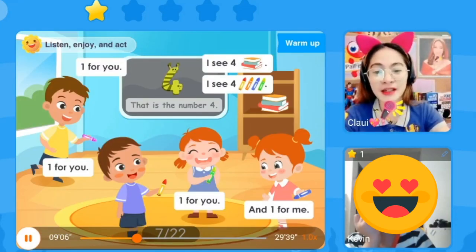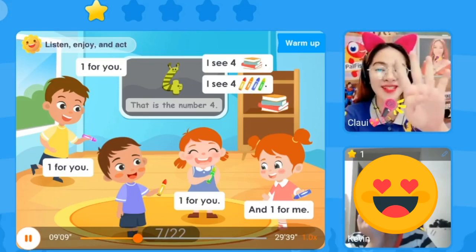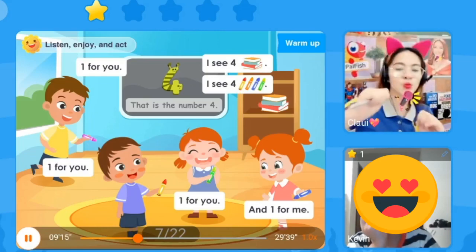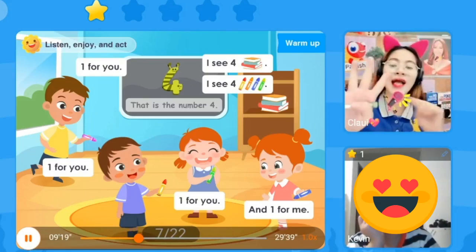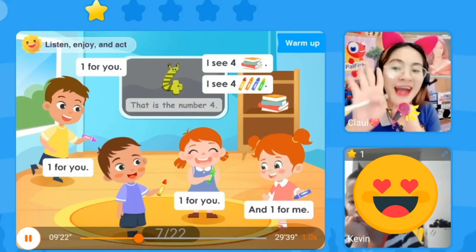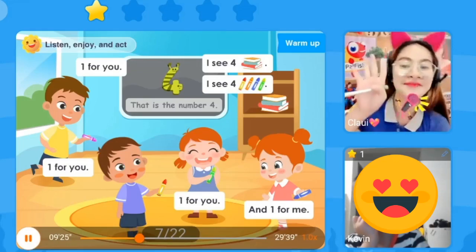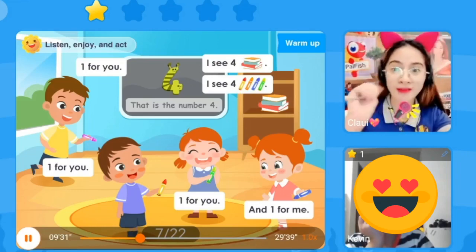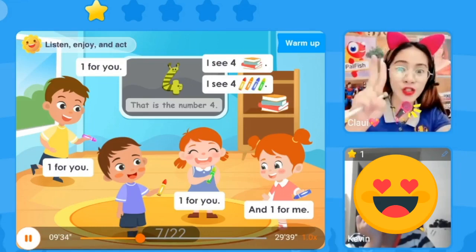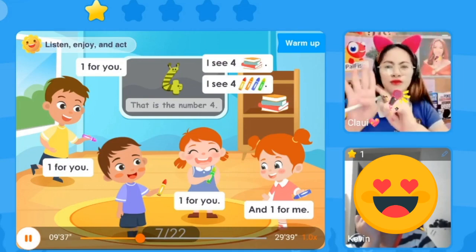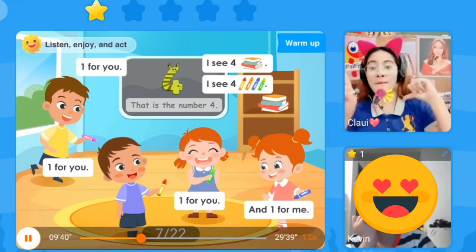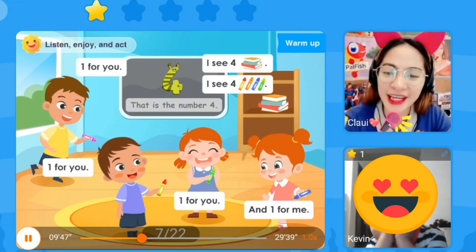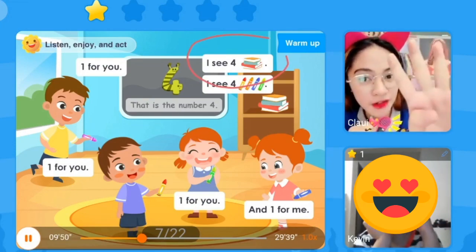All right. Now look, this time let's sing the number 4 song. Number song 4. 4, 4, 4. That is the number 4. That is the number 4. I see 4 books. 1, 2, 3, 4. I see 4 crayons. 1, 2, 3, 4. 1 for you, 1 for you, 1 for you, and 1 for me. 1, 2, 3, 4.